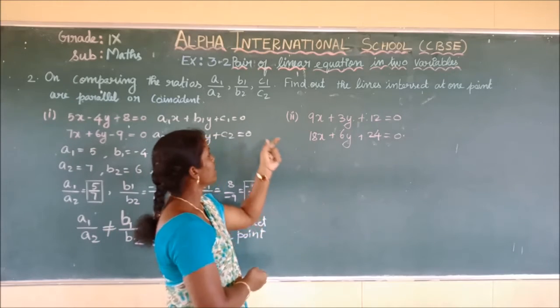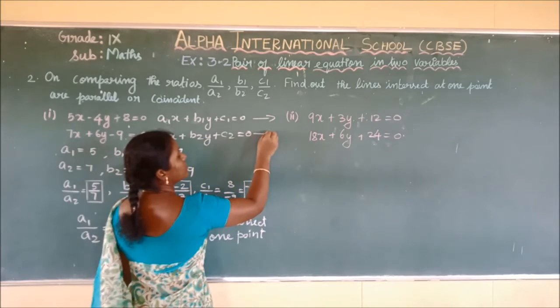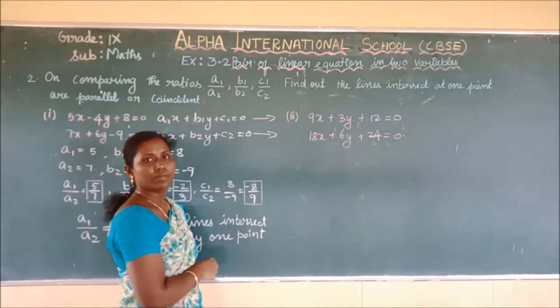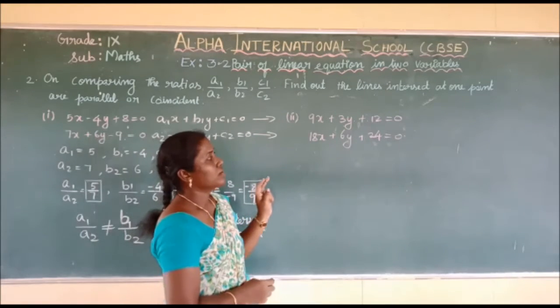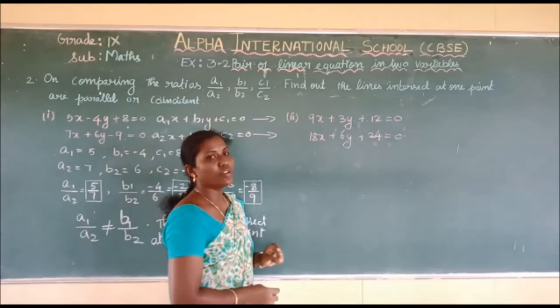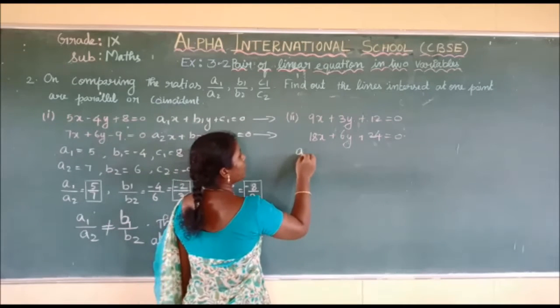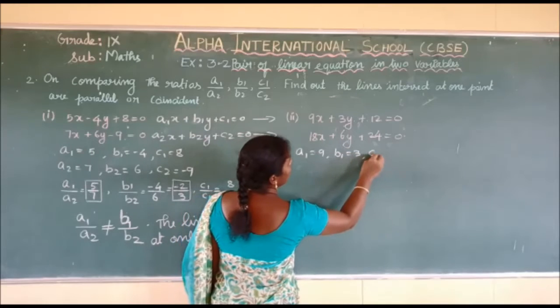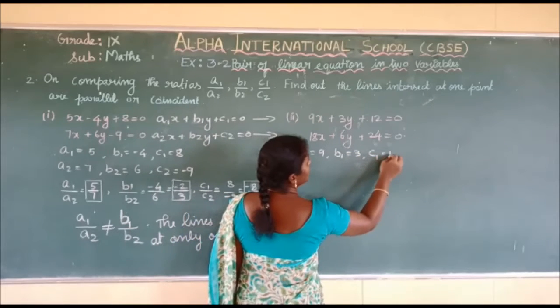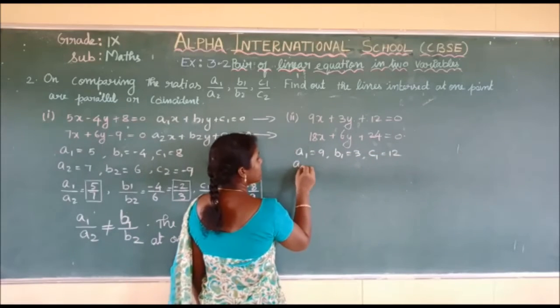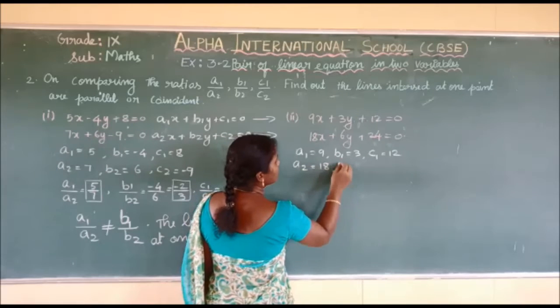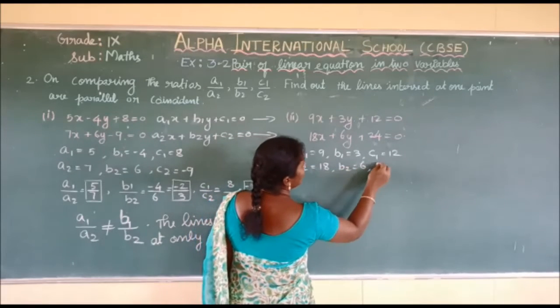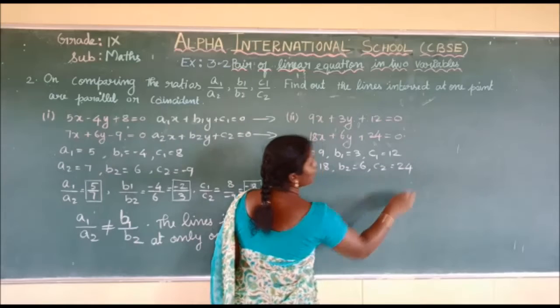Again, compare this with the general form of the equation. By comparing this with the general form, we have A1 is equal to 9, B1 is equal to 3, and constant C1 is equal to 12, as well as A2 is equal to 18, B2 is equal to 6, and C2 is equal to 24.